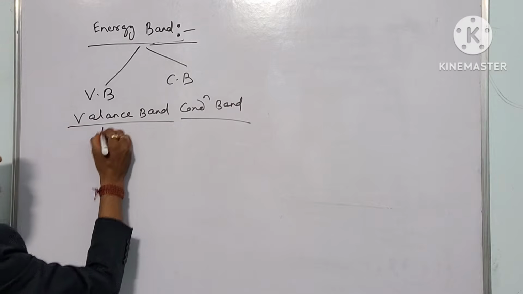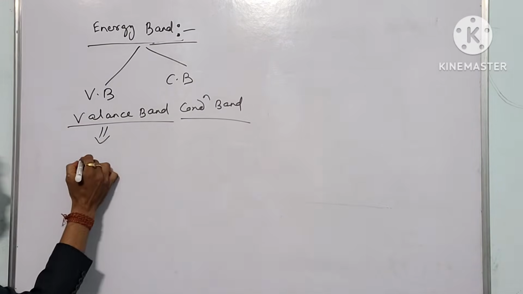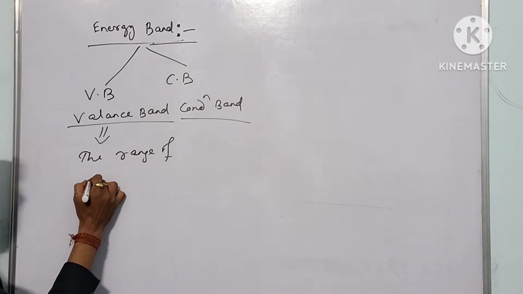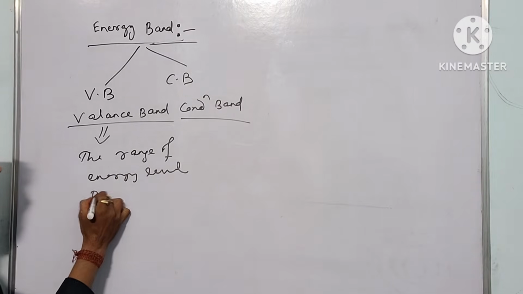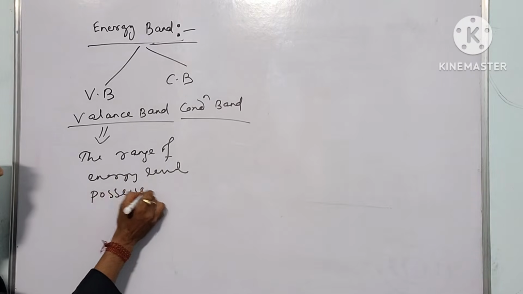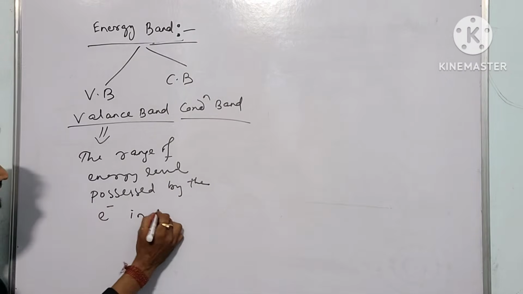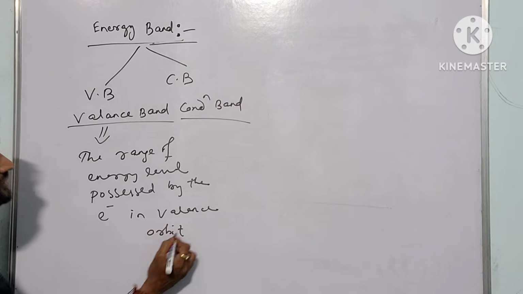Valence band क्या है? The range of energy possessed by the electron in valence orbit. The range of energy level possessed by the electron in valence orbit or outermost orbit.